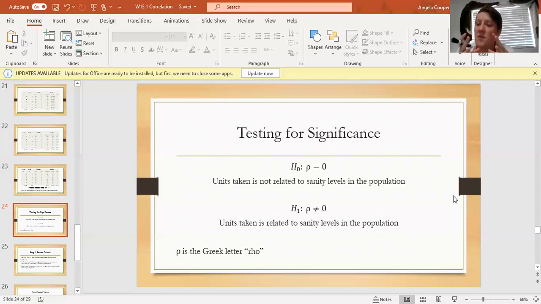Units taken, the number of units you're taking, has no relation to the sanity levels in the population. And then for our alternative hypothesis, we're saying that rho does not equal 0. Units taken is related to sanity levels. There is some relationship in the population there because the rho value is not equal to 0. Or you can think of it as Pearson's R is not equal to 0.